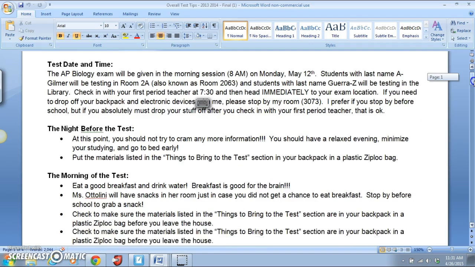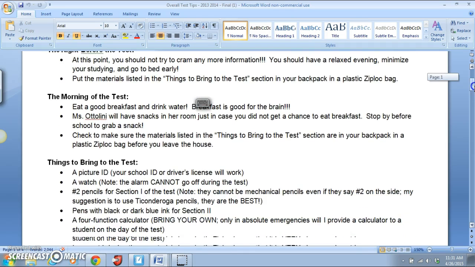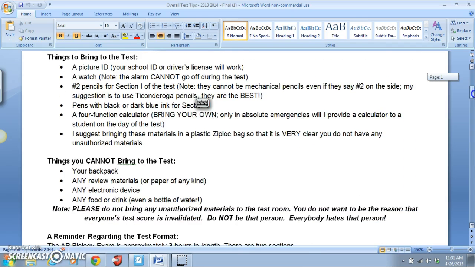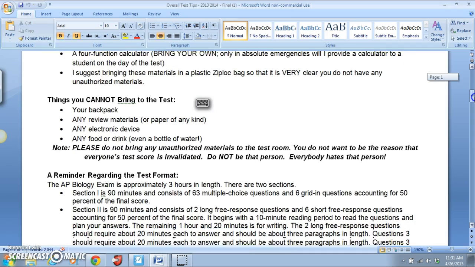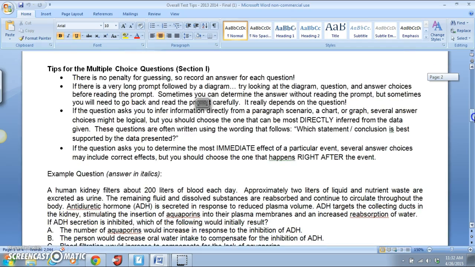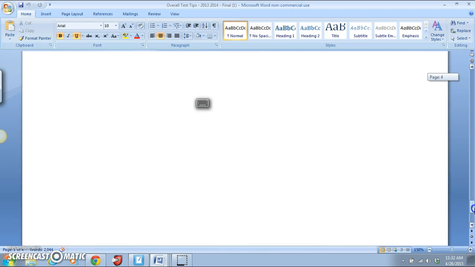It gives some advice as to what to do the night before the test, the morning of the test, and things to bring to the test. It also tells you what you cannot bring to the test. It gives you some information about the test format and some tips for each section of the test.